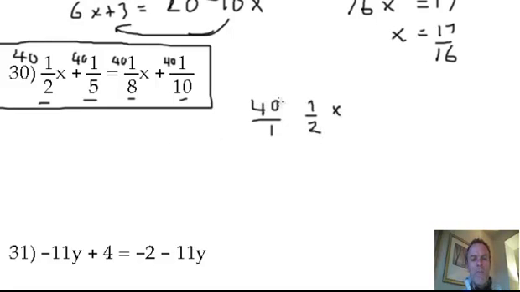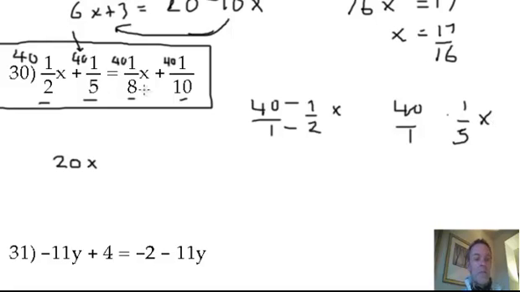Can you see 40 divided by 2? Just multiply numerator, multiply denominator, that'll give me 20x. There you go, that's the first term done. Let's have a look at this second one. The second one is 40, so you can write it as 40 over 1, and it's multiplied by 1/5 x.